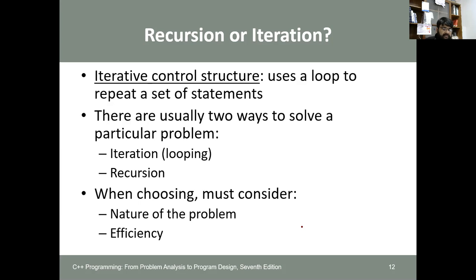A couple of times things can be solved using iteration directly. So for example, with the factorial program, we might not want to use a recursive solution. A recursive solution is where you basically call yourself again and again and again. So the nature of the problem is very important, whether it is recursive or not. Another thing is efficiency. That is how much space you have and how much time you have to solve a particular problem.